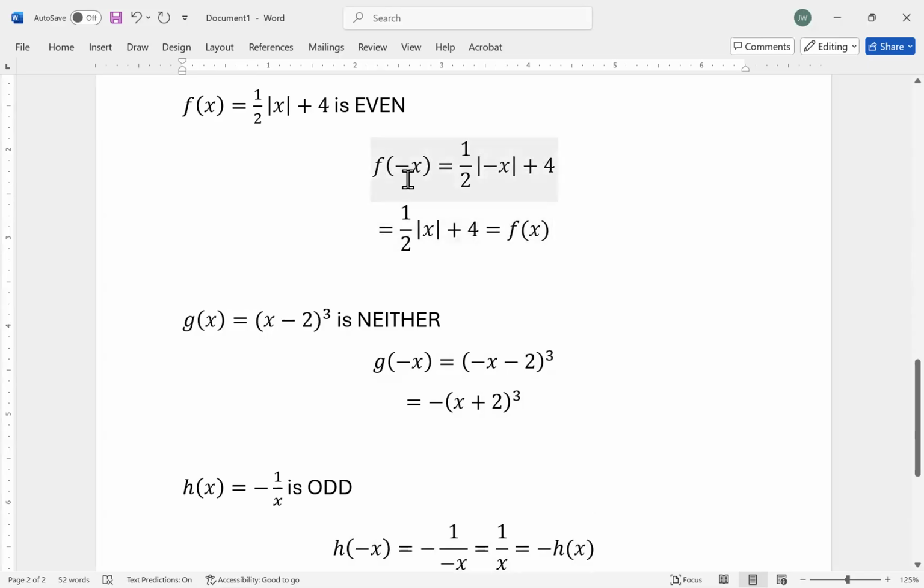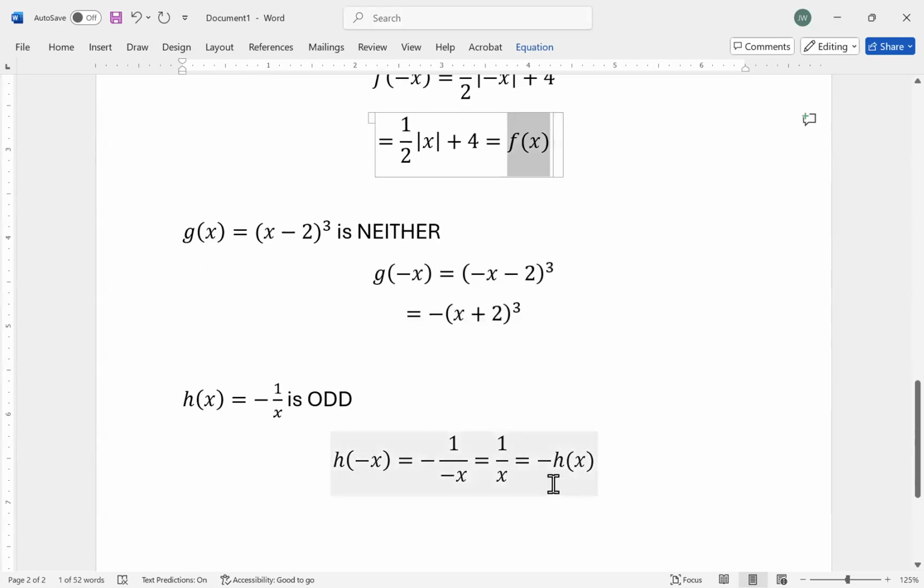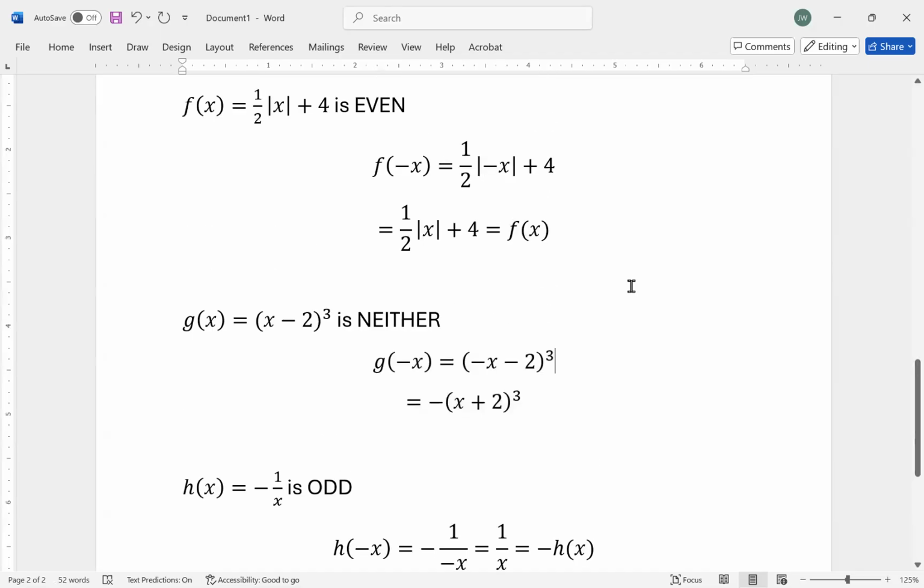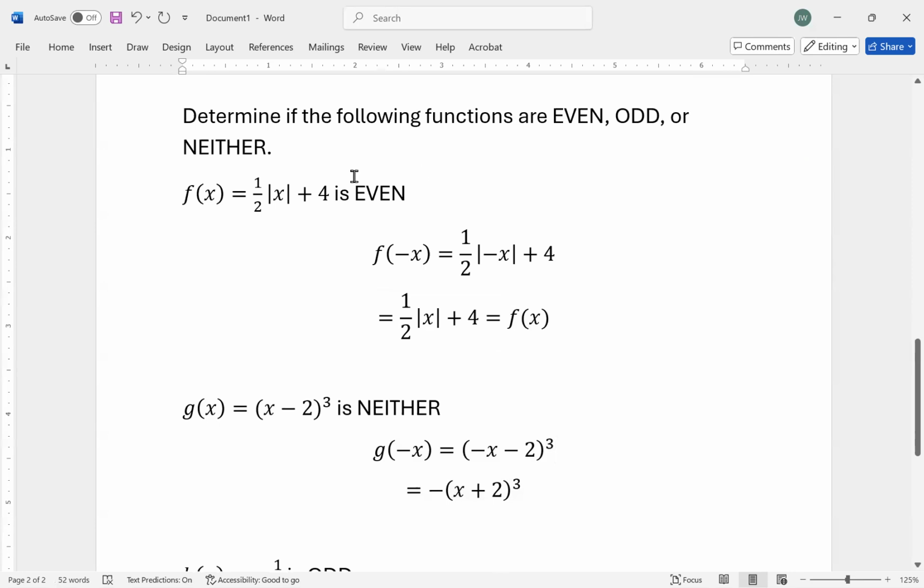algebraically. You plug in a negative x into the function. If it's algebraically equivalent to your original function, we know then your original function is even. If it's algebraically equivalent to the negative of your original function, then we know the original function is odd. And if it's neither the same as the original nor the negative of the original, then it's neither even nor odd. So that's how we can determine even, odd, or neither through an algebraic approach.